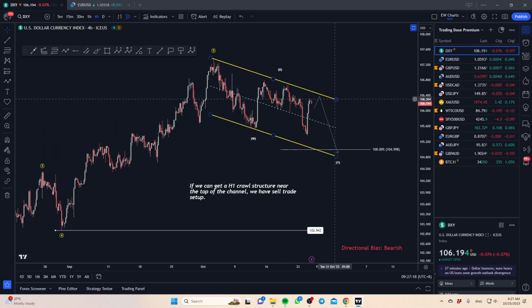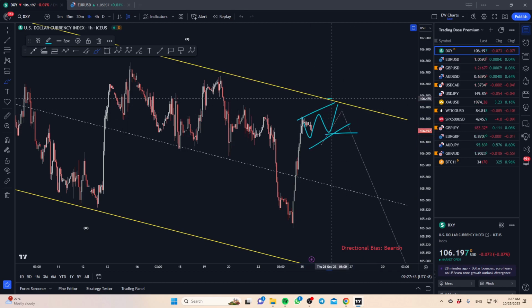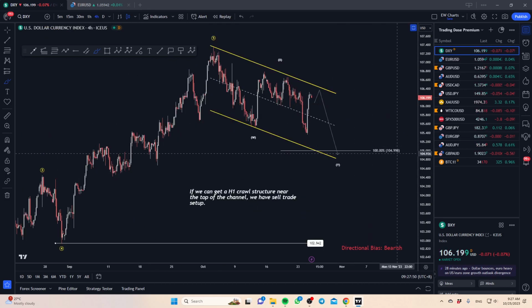So ideally, what you want to look out for is to go down to the lower time frame, perhaps on the H1, and see if you can get a cross structure developing closer towards the top of the channel. If we do, then that's definitely a sell trade setup established. If we can expect a cross structure developing over here, then of course that will be a very nice little breakout trade, stop just above that recent high. And the target for this is then back all the way down to 105, right?